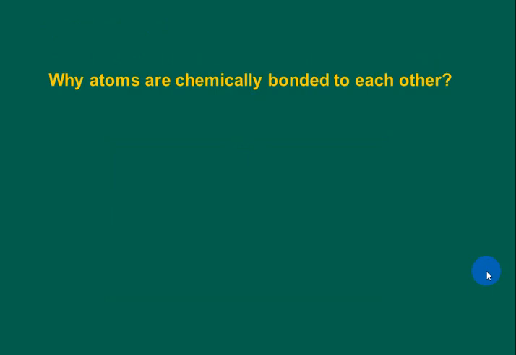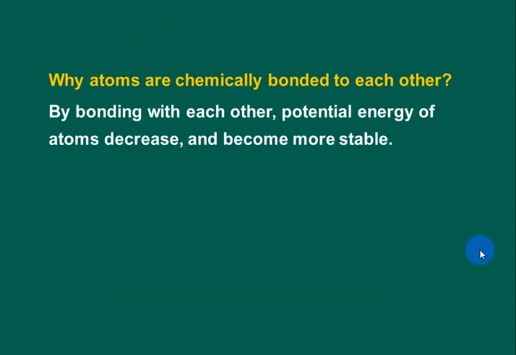The question now: why are atoms chemically bonded to each other? This is because of potential energy. Individual atoms have higher potential energy, and they need to be more stable, meaning they need to decrease their potential energy. So by bonding with each other, the potential energy of the atoms decreases and they become more stable.